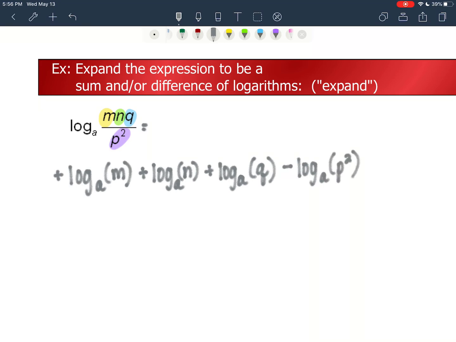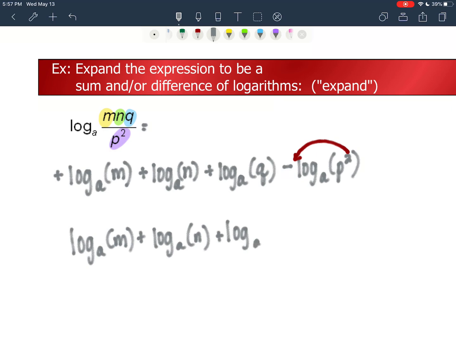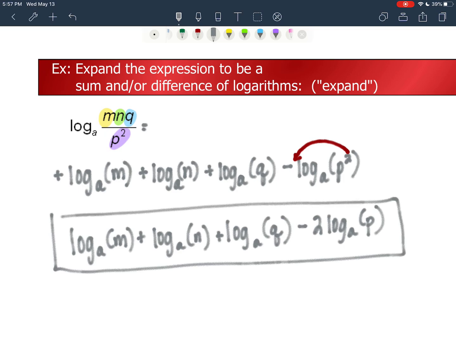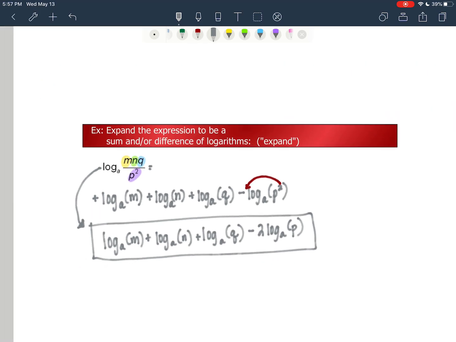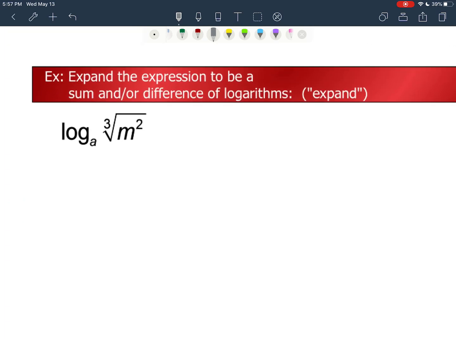And you might have caught on so quickly saying, wait a second, that exponent needs to go out front. And you would be indeed correct. Log base A of m plus log base A of n plus log base A of q minus 2 log base A of p. With practice, you'll be going straight from the first problem all the way to the answer. And I think we're going to practice that right here.